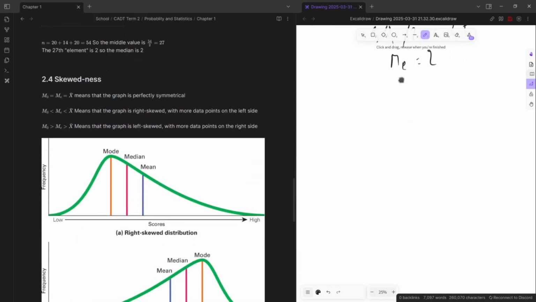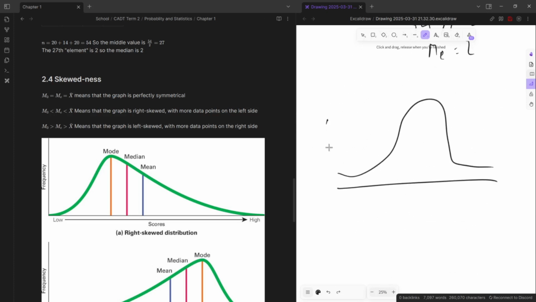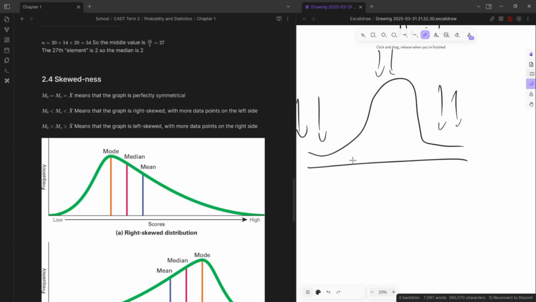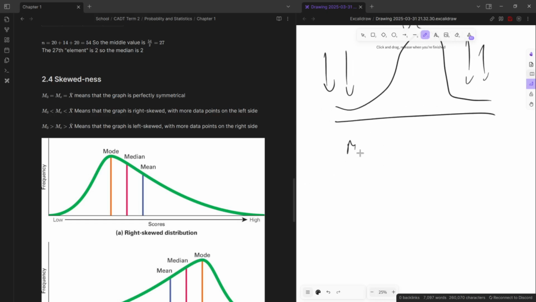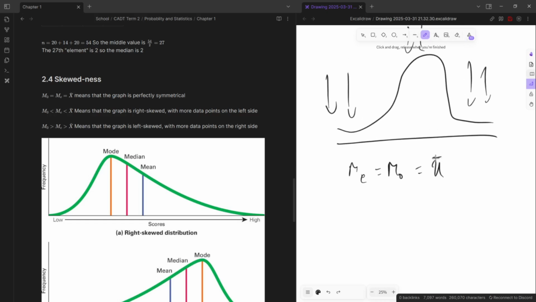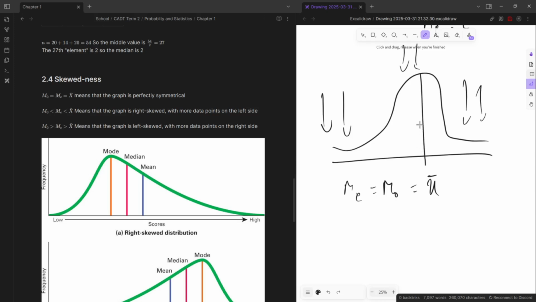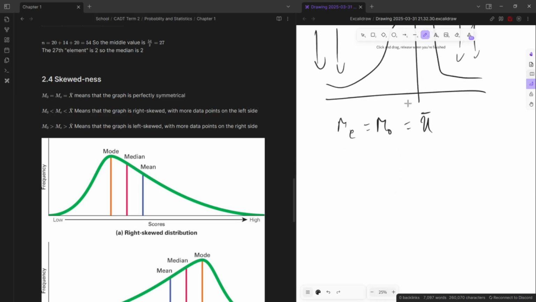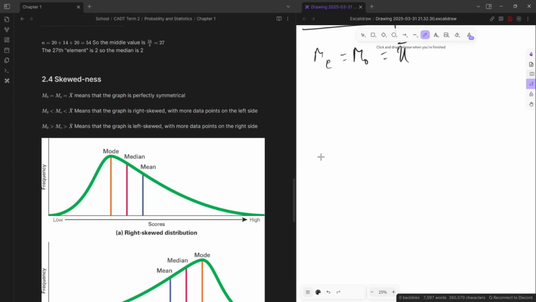Something funny is skewness. We can graph our data. It looks like this: smaller data points, middle data points, bigger data points. This happens if everything is equal: median is equal to mode is equal to average. It looks like a normal distribution. But most likely it is not. I think this is pretty important in stats.